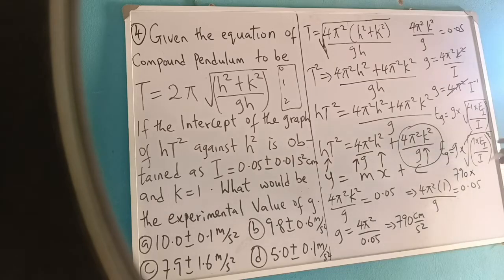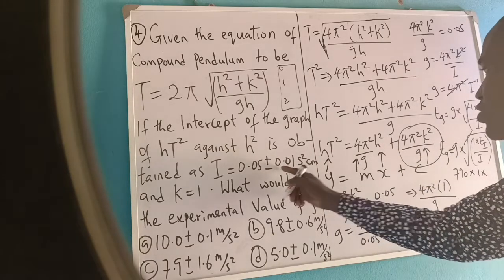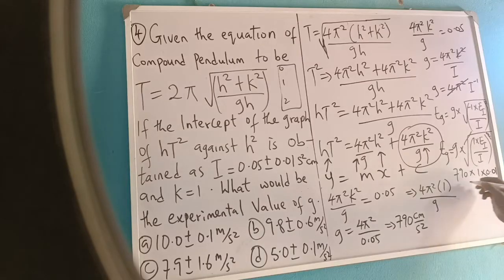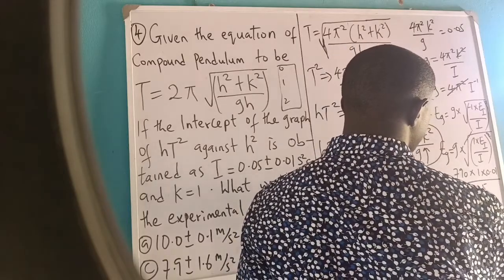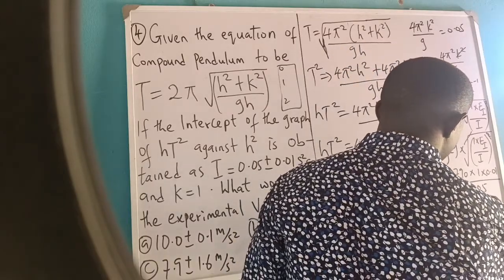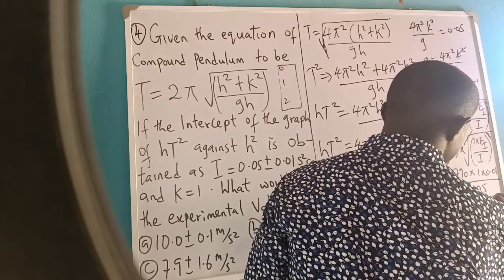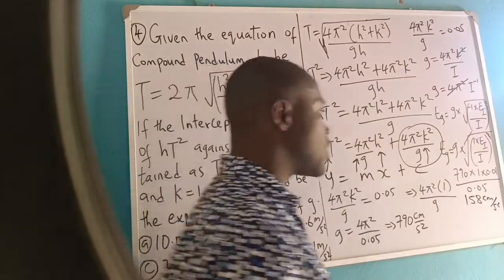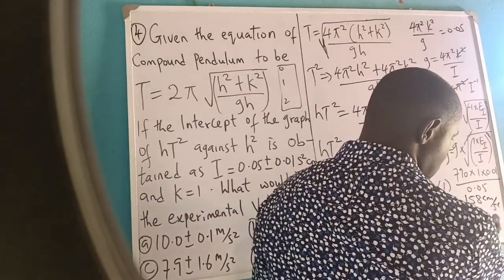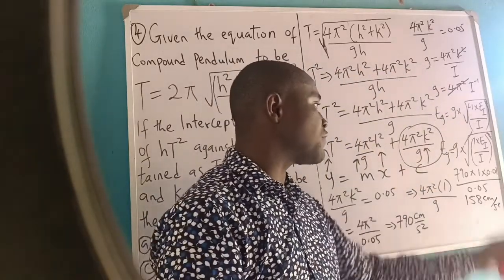790 times 1 times what is the error in intercept? Error in intercept is 0.01, all over the I, which is 0.05. So when you compute 790 times 1 times 0.01 all over 0.05, you will be getting about 158 centimeter per second square. About 158 centimeter per second square, which is approximated. Okay, I've approximated it to 158.